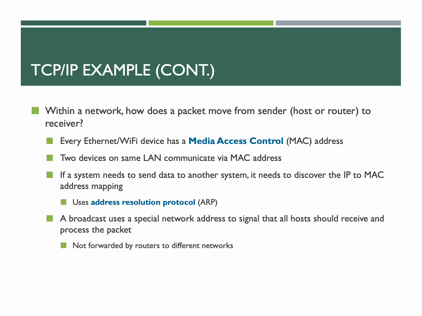ARP is used to map an IP address to a MAC address, allowing proper packet delivery. The sending device sends out an ARP request asking who has this IP, and the device with that IP responds with its MAC address.